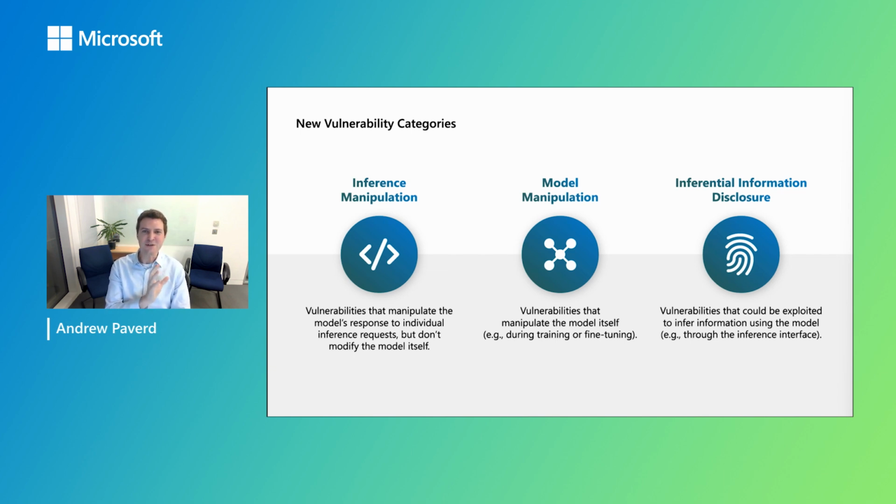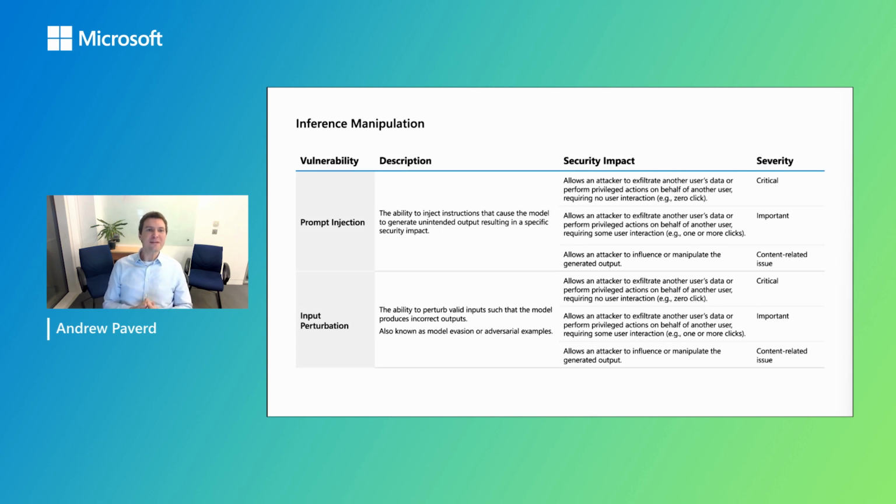So let's dive into what specific vulnerability categories we're defining in each of these new top-level categories. We start with inference manipulation. And here we have two main vulnerability types, prompt injection and input perturbation. So prompt injection, exactly as I was showing in the previous examples, is defined as the ability to inject instructions that cause the model to generate some unintended output that leads to a specific security impact.